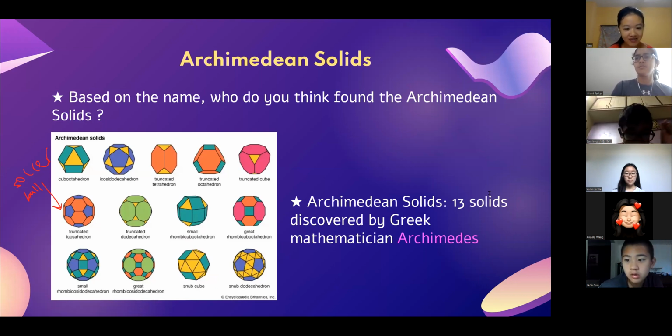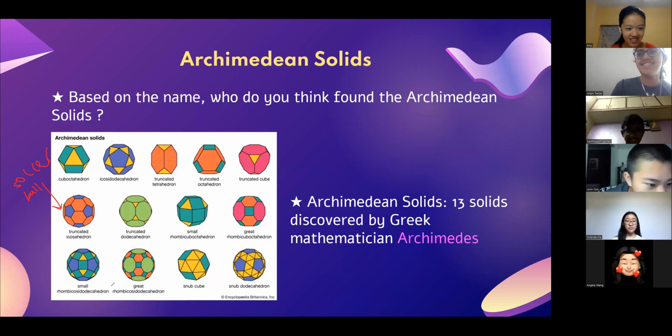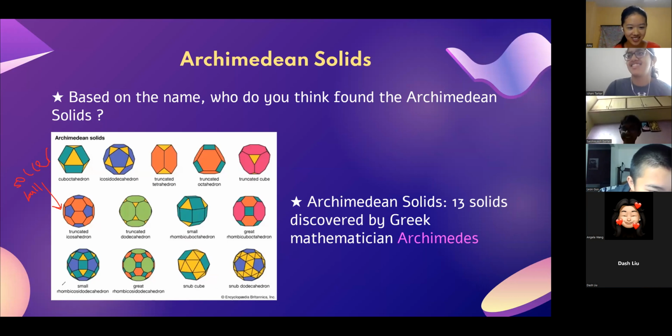Rhombicuboctahedron. Small rhombicosidodecahedron. Bro, what is a small rhombus? It doesn't even say a rhombus on there. We have all these fancy names, and then we just have the snub cube. No, snub dodecahedron.